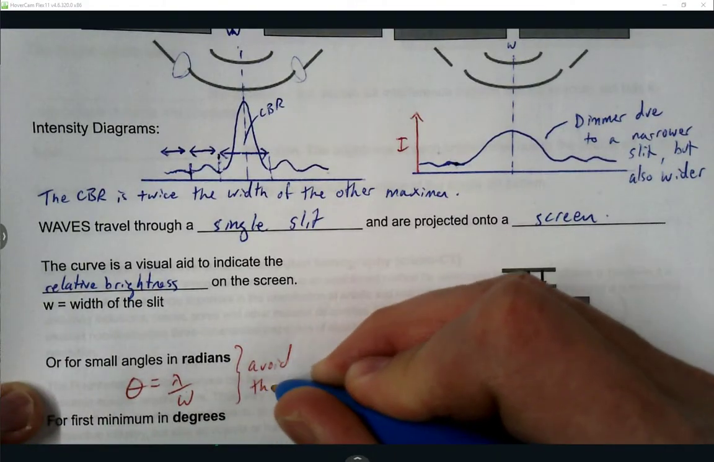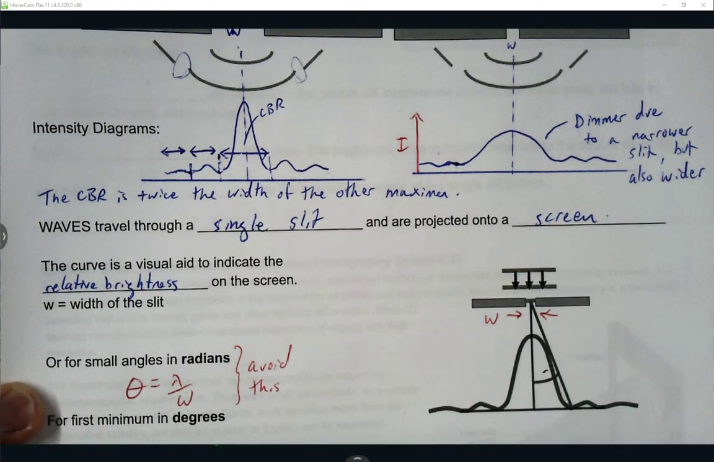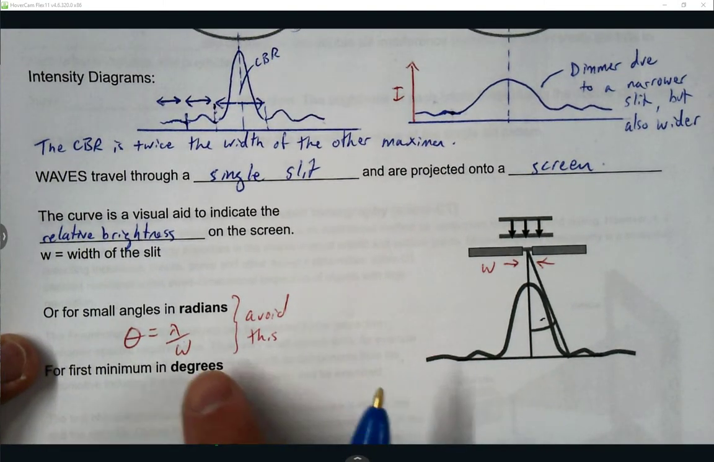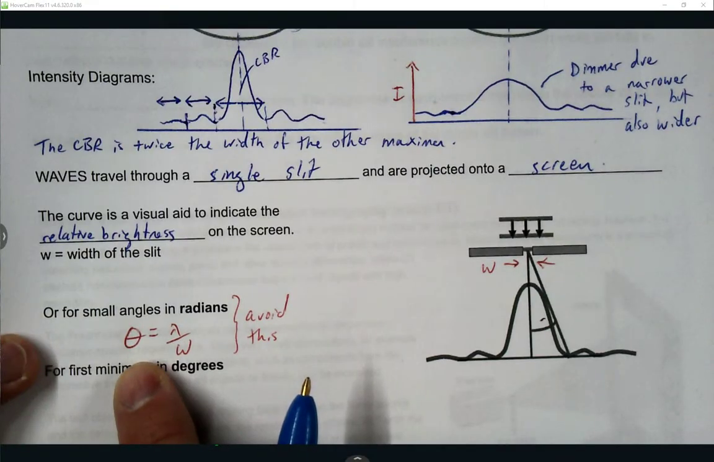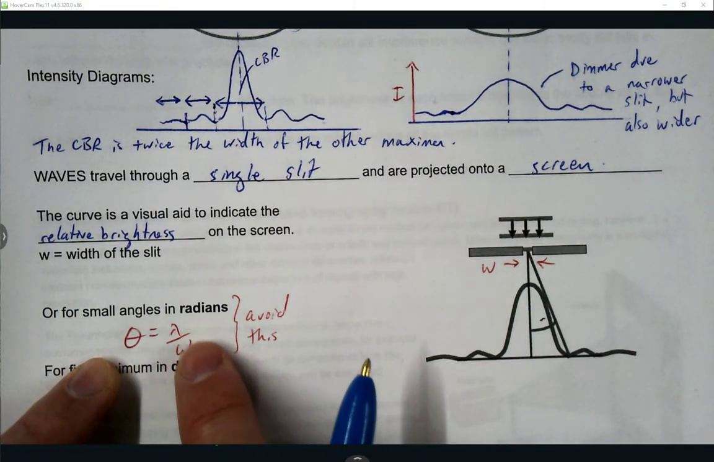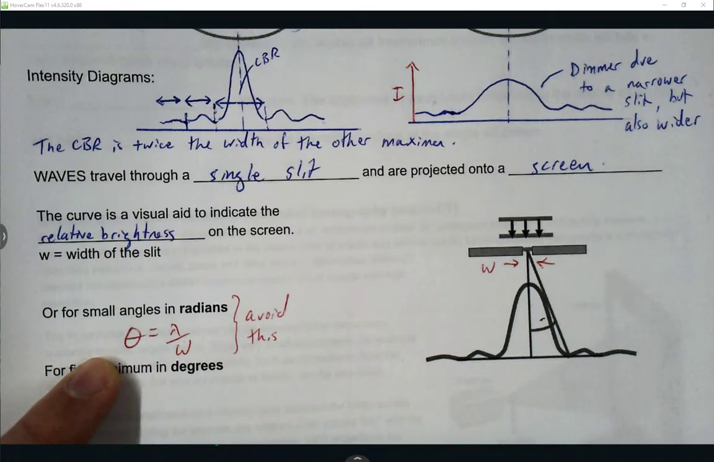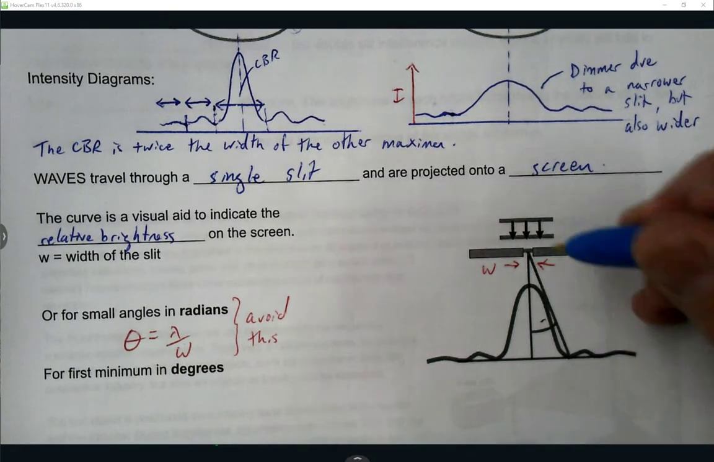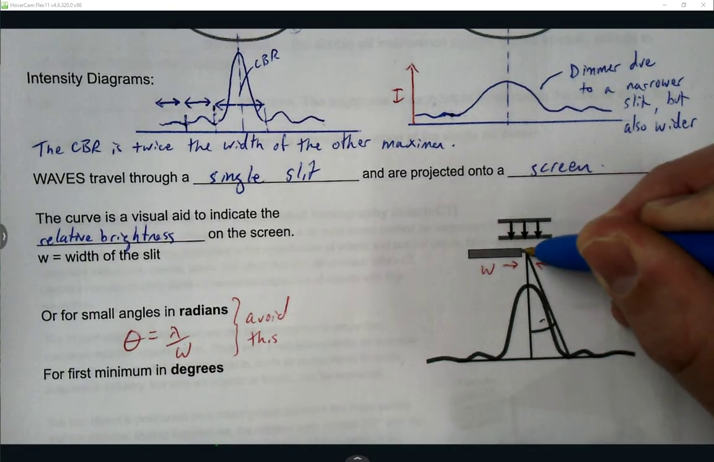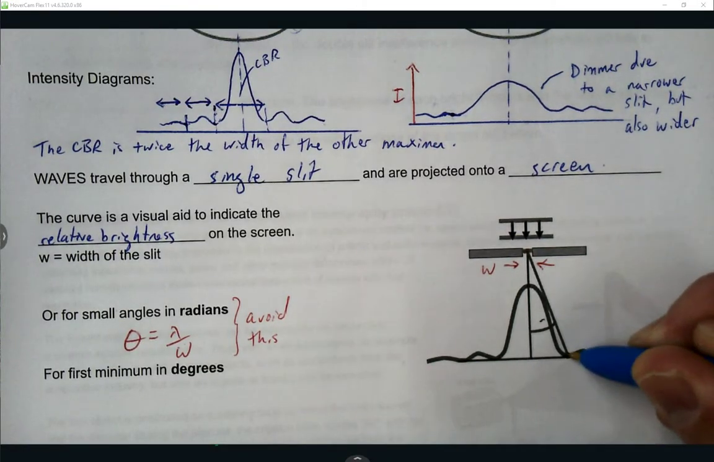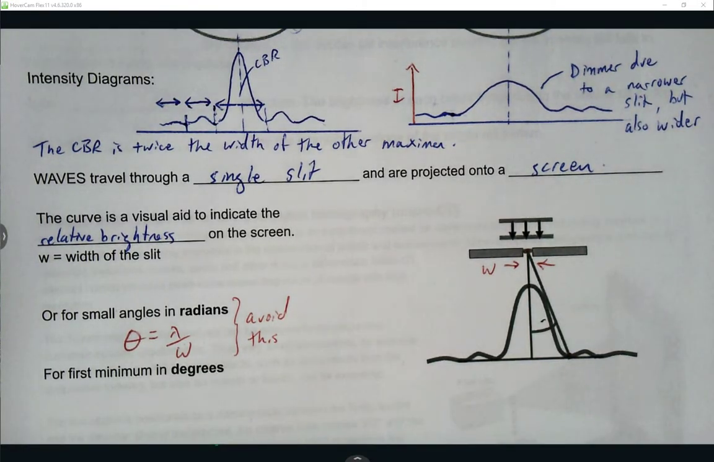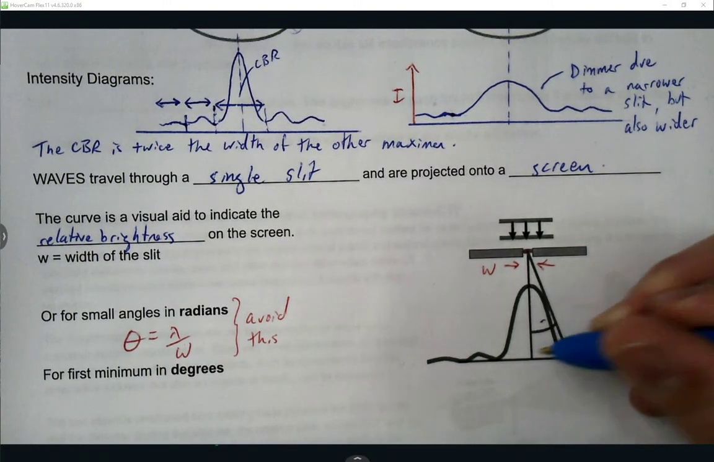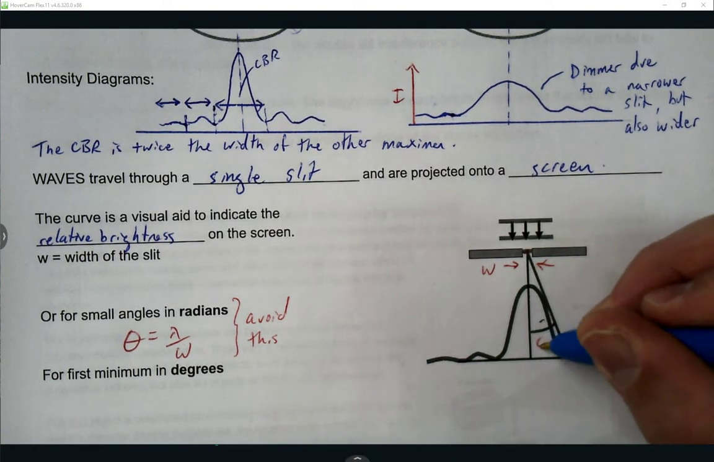I'm only putting this out there as something that you might encounter on the wild, wild web, that when you talk about theta values where the theta value is really, really small, there's an approximation that lambda over W is the ratio that's equal to theta. And here's what I mean by theta. If I take a point that's at the center of the width and I connect that point to a point on the graph where there's destructive interference, then that line segment relative to the principal axis would be called theta 1.